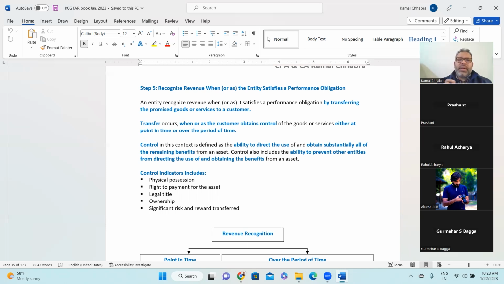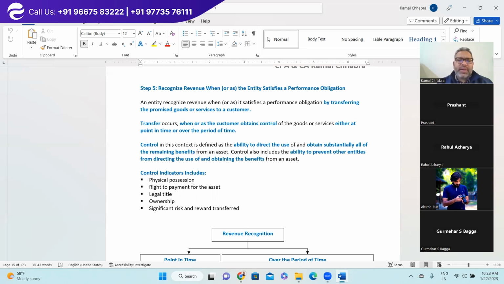But the important thing is transferring of the promised goods and services to the customer, right? So transfer actually occurs when the customer obtains control of the goods and services, either at a point in time or over a period of time. This we all know, like we have studied in school days and college days, or maybe in your professional education, that the risk and reward need to be transferred, and only then can the person recognize the revenue, right? How those risks and rewards are transferred, that control transfer definition we have understood in step 2, right?